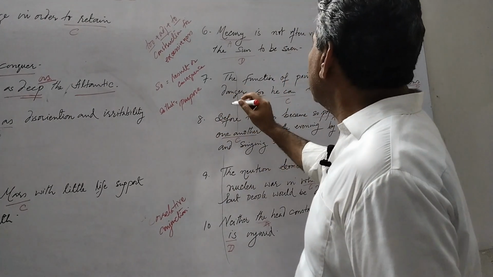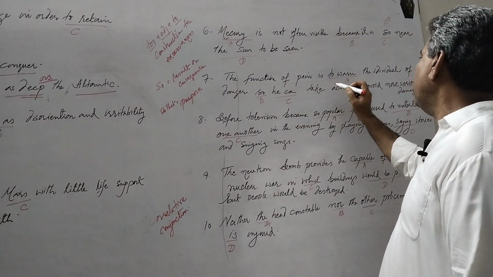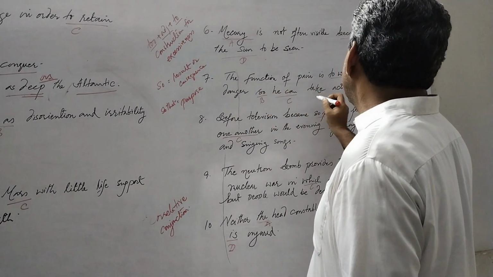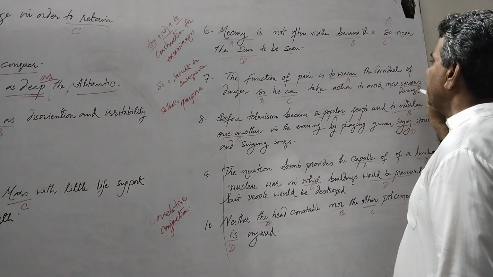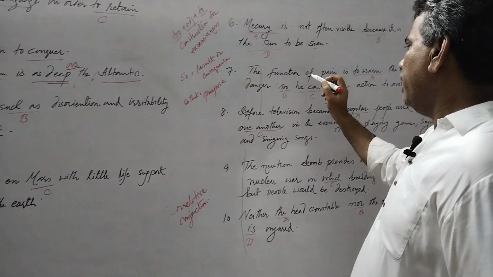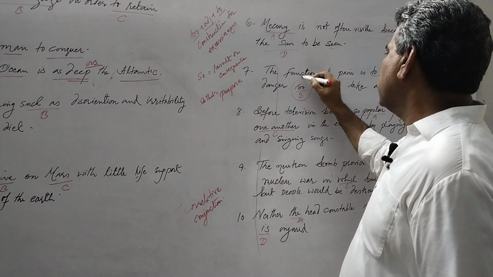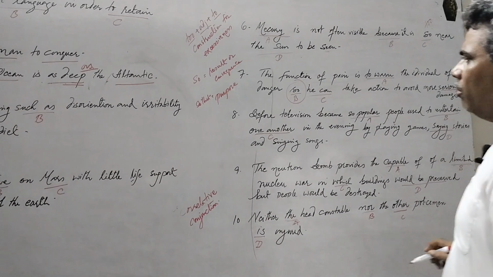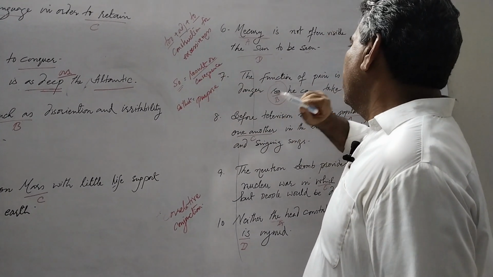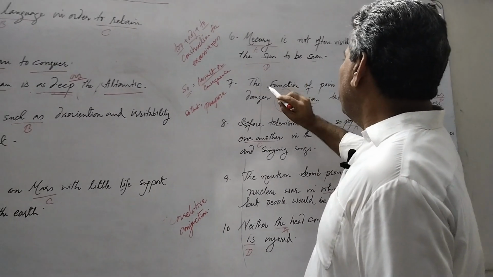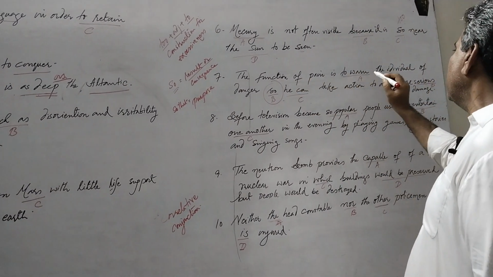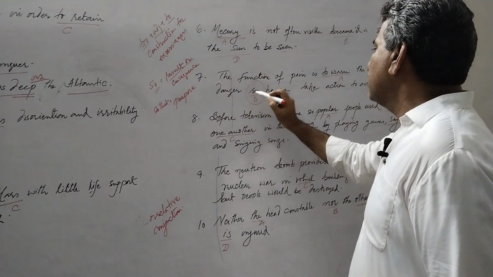Now we come to the seventh sentence. The function of pain is to warn the individual of danger so he can take action to avoid more serious damage. When we look at this sentence, there is a conjunction here, so. Now, we use so when we want a result from the first clause. But here there is no result. Here there is a purpose.